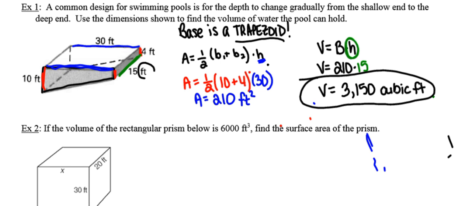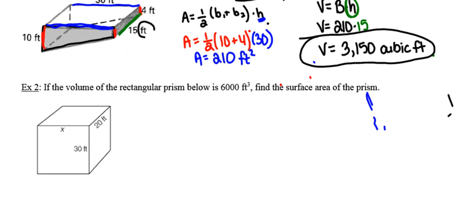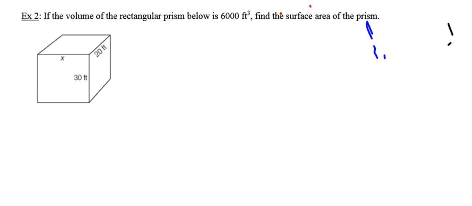All right, so there's the swimming pool. Number 2 gives us that the volume of the rectangular prism is 6,000 cubic feet, and they want us to find the surface area of the prism. Because this is a rectangular prism, it's sometimes easier to use that volume equals length times width times height formula. But again, you can really use either of the two formulas and you'll end up with the same answer.